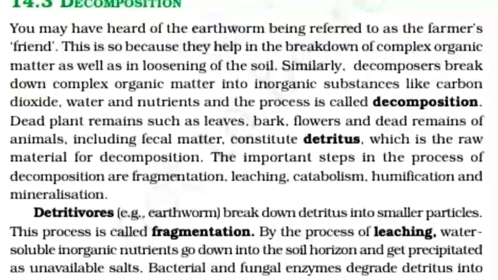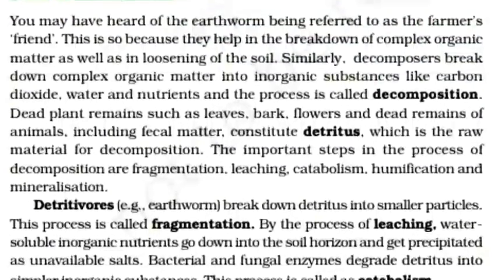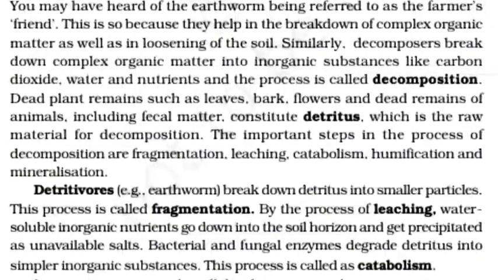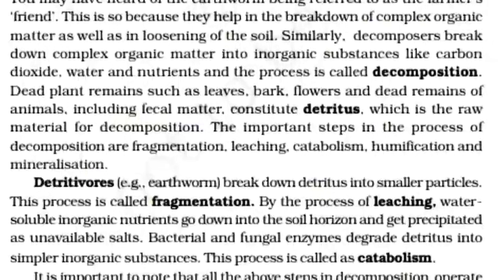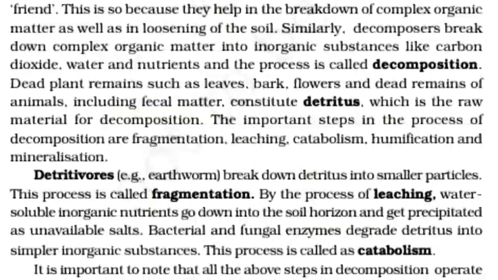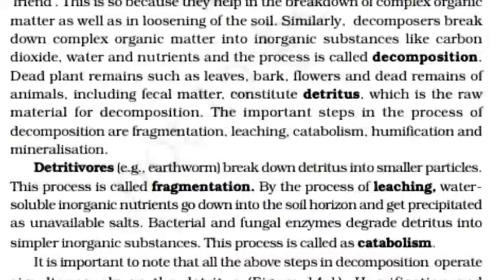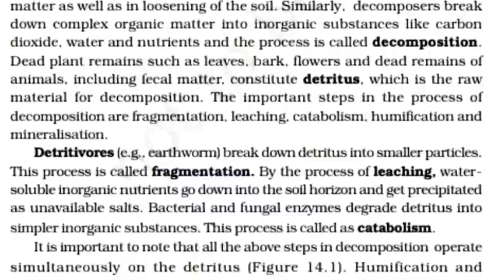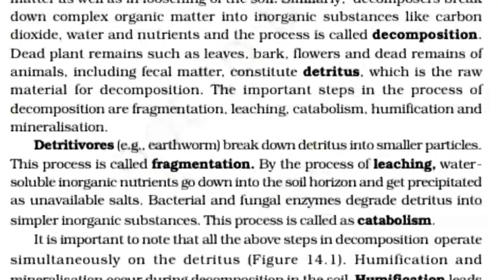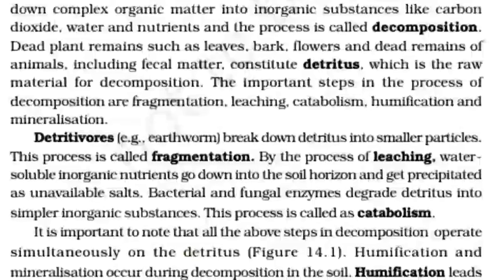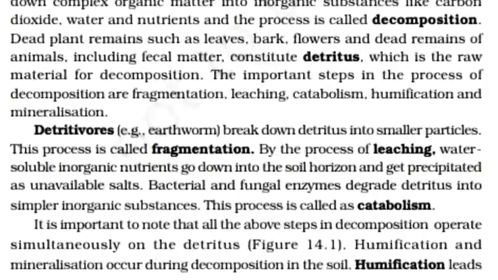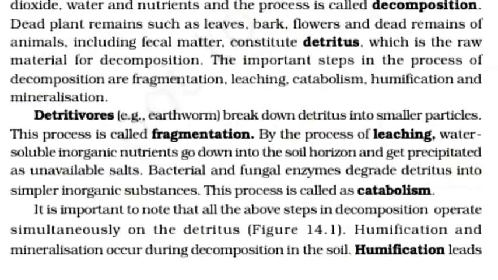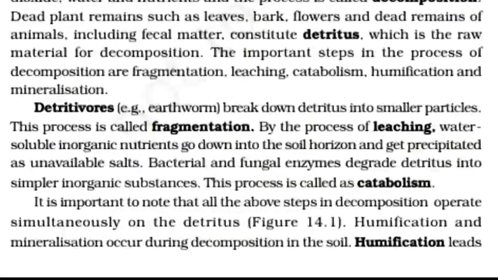The important steps in the process of decomposition are fragmentation, leaching, catabolism, humification and mineralization. Detritus: earthworms break down detritus into smaller particles. The process is called fragmentation. By the process of leaching, water-soluble inorganic nutrients go down into the soil horizon and get precipitated as unavailable salts. Bacterial and fungal enzymes degrade detritus into simple inorganic substances. This process is called catabolism.